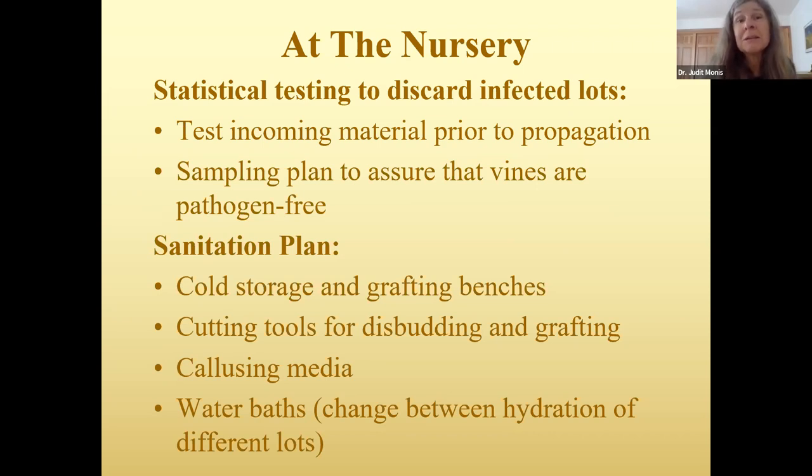When I mention this, my field is pathology, so I also think it's really important that, at the same time that you're testing for Agrobacterium, you test for other pathogens such as viruses and fungi. And also the nursery must have a sanitation plan. This should include the cold storage, grafting benches, cutting tools for disbudding and grafting, the callusing media, and the water bath.